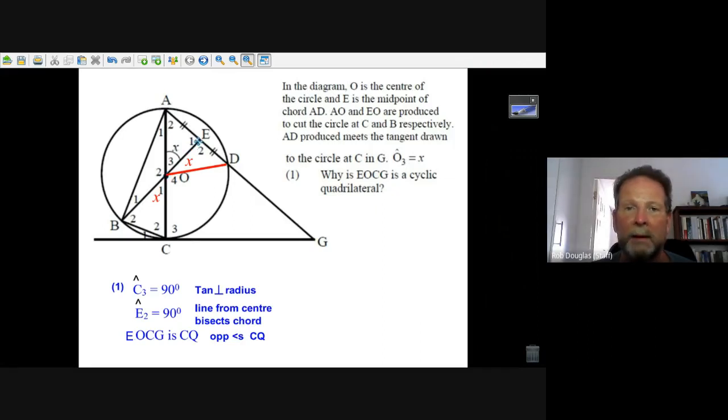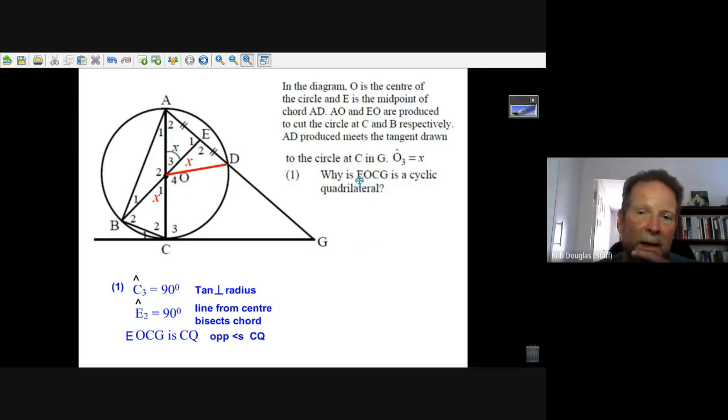E is a midpoint of a chord AD. AO and EO are produced. That means the line continues on. AO and EO are produced and they end up at C and B. And AD is produced and ends up at G here. Okay, and the line GC is a tangent to the circle. O3, you're given that equals X.